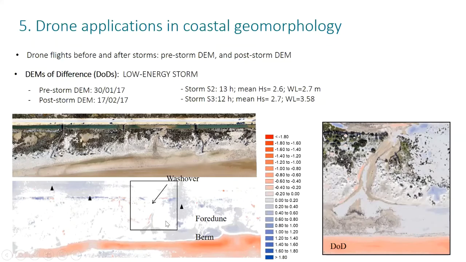But more interestingly, we were able to monitor the changes happening at these washover fans over here. For example, after these storms, in this washover fan here, we could see in the DEM of difference that sediment was accreting in the backshore and also along the washover channel, with between 10 and 20 centimeters of deposition. And we also saw that there was deposition of sediment on the sides of the washover lobe.